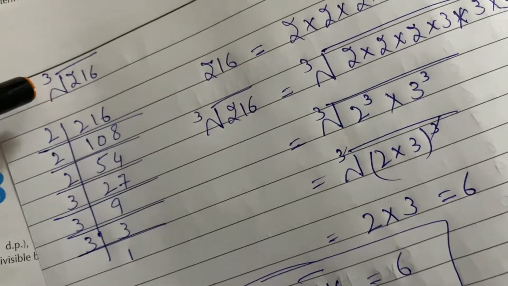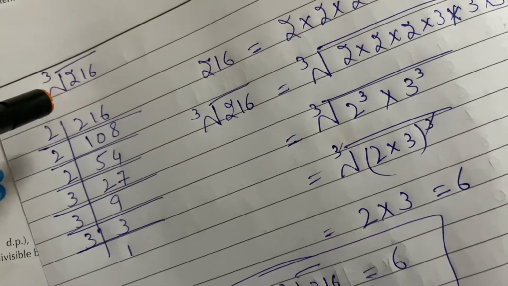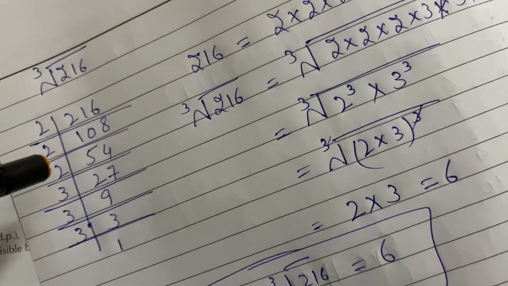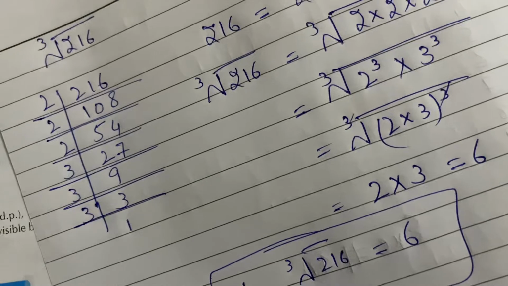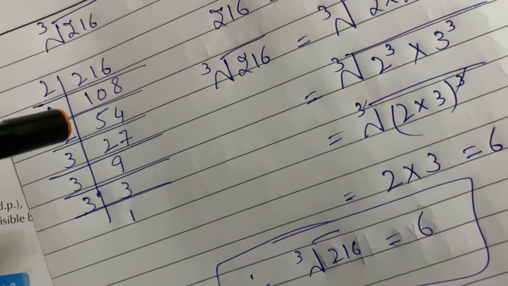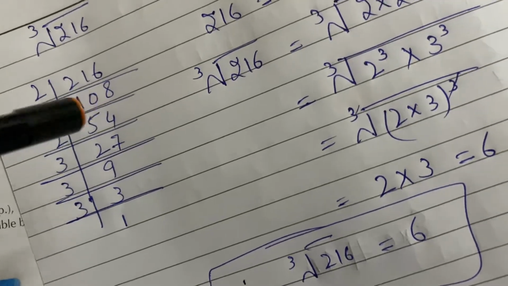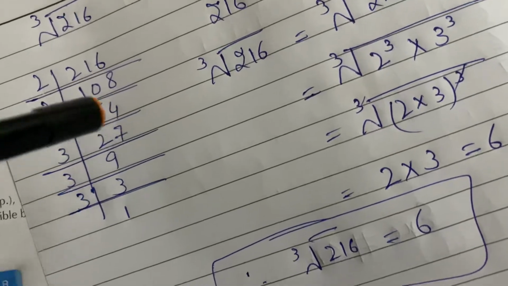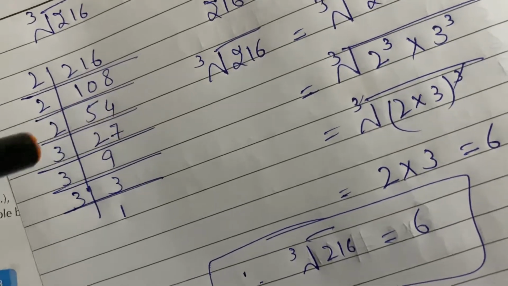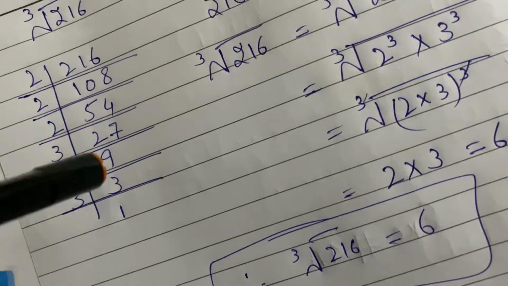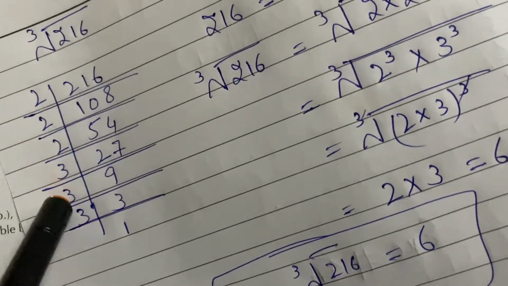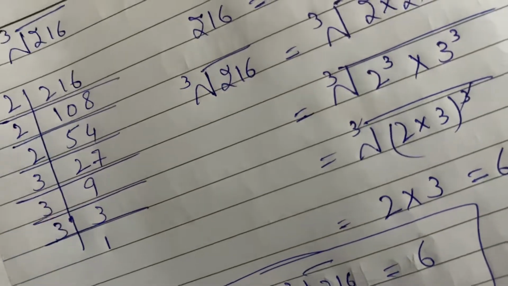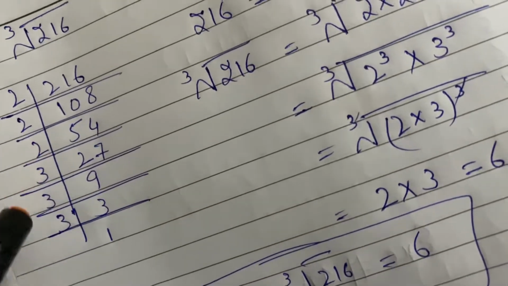Okay, cube root of 216. What you will do, you will find the prime factorization. All right, 216. Now 216 is an even number, so we can divide it by 2. 2 ones are 2, 0, 2 8s are 16. 2 5s are 10, 2 4s are 8. 2 2s are 4, 2 7s are 14. 3 9s are 27, 3 3s are 9 and 3 1s are 3. Now you can see all these factors. We have 3 times 2, we have 3 times 3.